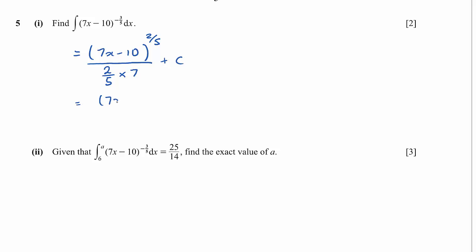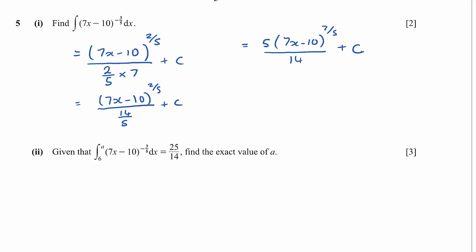So that's going to be (7x − 10)^(2/5) divided by 14/5. And we're dividing by a fraction, so turn upside down and multiply. So we're going to have (7x − 10)^(2/5) divided by 14 plus a constant.